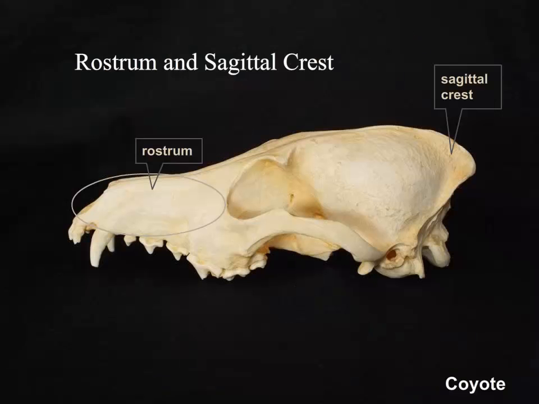So the rostrum, or the snout, and the sagittal crest are features that we've seen before. As you can see in this case, the rostrum of the skull of a coyote is long and narrow, typical of that species type. The sagittal crest is pronounced. We see this nice pronounced arc of the sagittal crest at the back, which would lead us to identify this particular skull as a coyote.